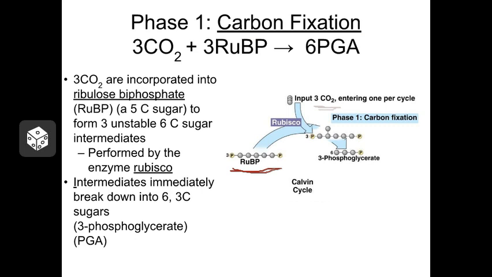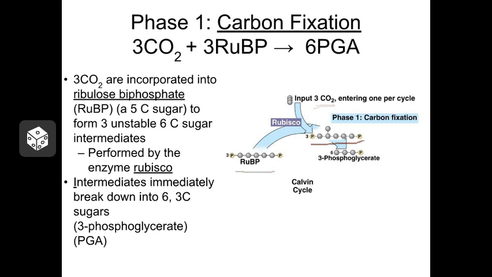RuBP consists of 5 carbons each. So we're going to stick a little carbon from carbon dioxide onto this 5 carbon molecule, and we're going to temporarily make a molecule that has 6 carbons in it. So 5 plus 1 makes 6, and there's 3 of those because we had 3 CO2s going in.